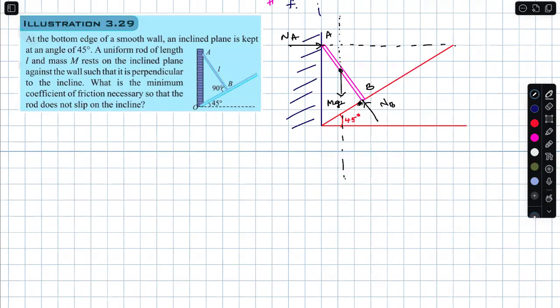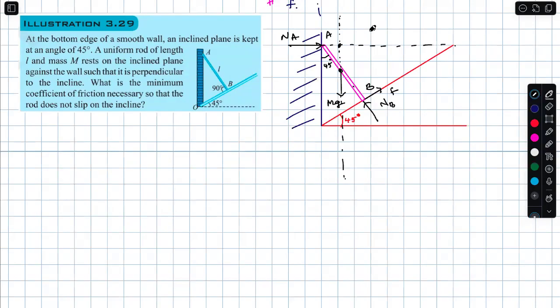Honestly speaking, you said this is 45. And there should be friction like this. So their resultant must pass through this point at least. What is the minimum coefficient of friction necessary so that the rod does not slip on the inclined plane? So the resultant of these two will definitely pass through this point. Only then equilibrium exists. Okay, got the point. Next.